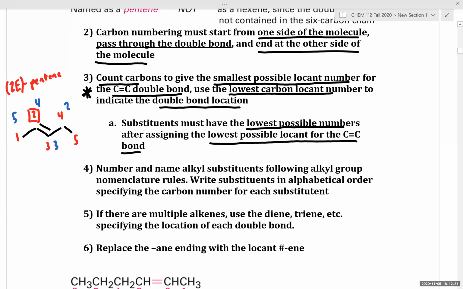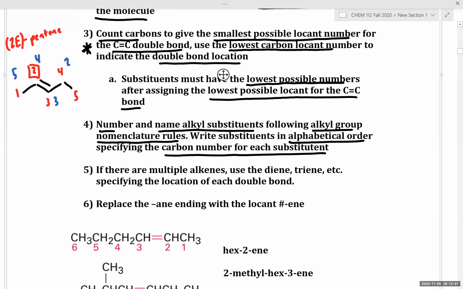So next we're going to number and name the alkyl substituents following the alkyl group nomenclature rules. You're going to write your substituents in alphabetical order, specifying the carbon number for each substituent. Just like if there are multiple side chains of the same carbon length, such as multiple methyl groups, we use the same logic when naming multiple alkenes. So if there are multiple alkenes, we use the prefix diene, triene, and you need to specify the location of each double bond. All very standard fare when it comes to naming compounds.